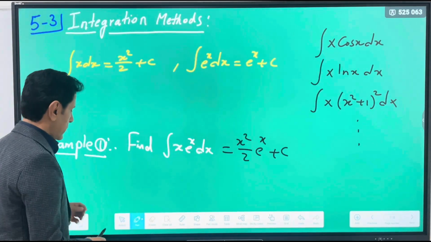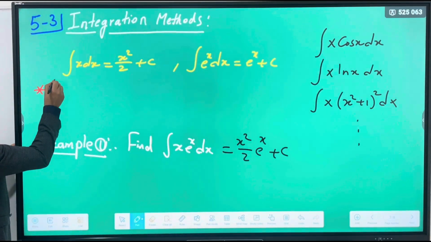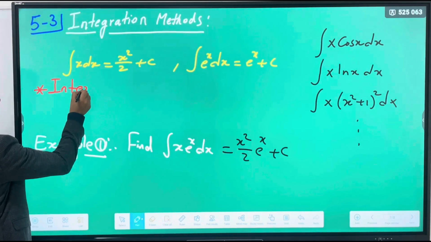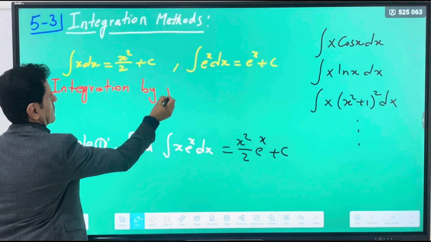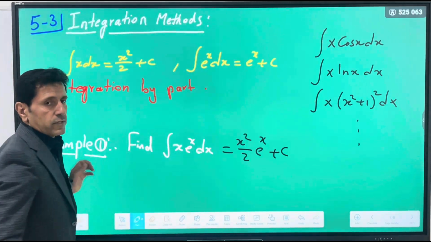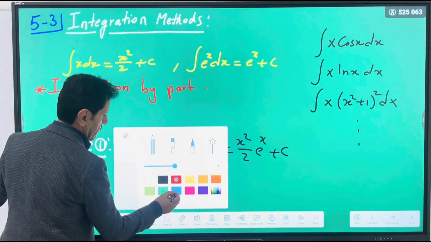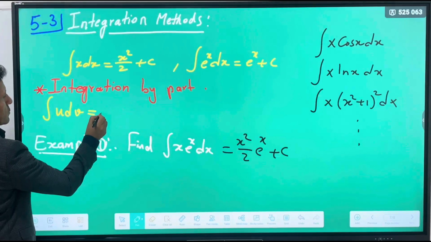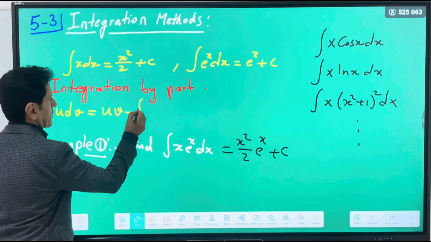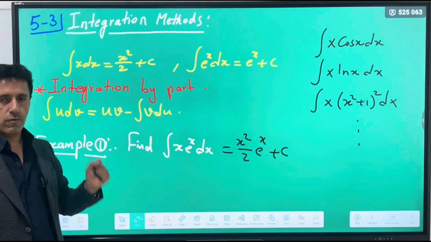One of them is integration by parts. So the formula for this rule is going to be the integral of u dv is equal to uv minus the integral of v du. So it's also famous as the u dv rule, okay?